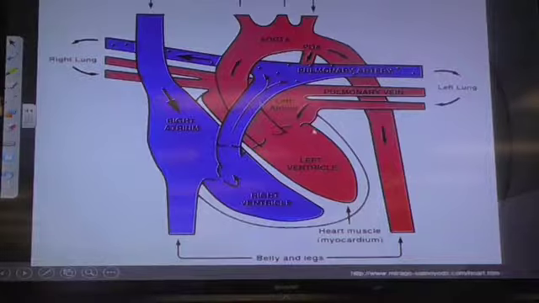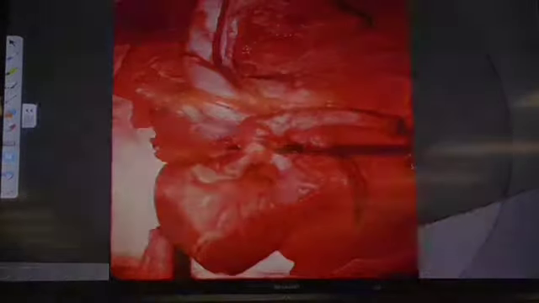So this is just another example of the same thing. With the PDA, the blood is going out into the aorta, it's shunting into the pulmonary artery, and what we just said. And over time, the pressure here becomes excessive, and then it starts to shunt this way. Is everybody clear on that?